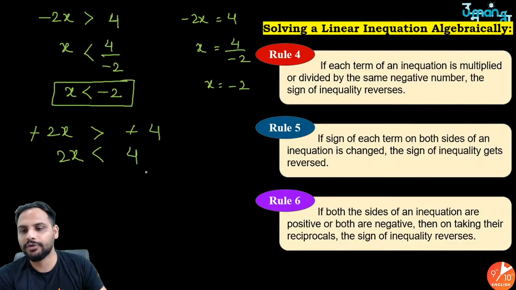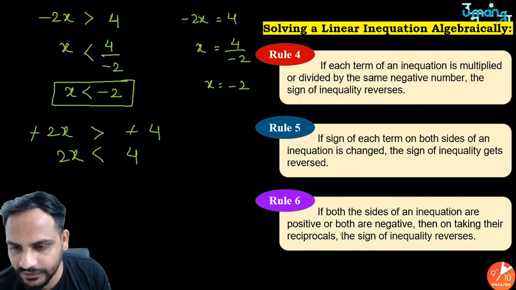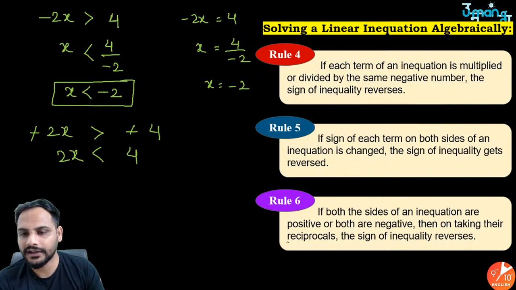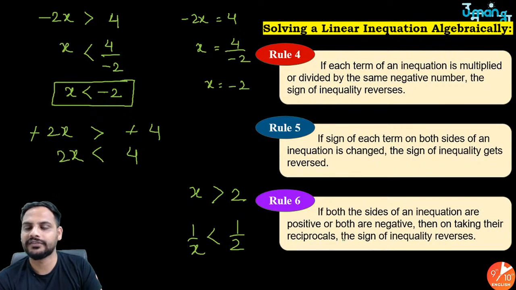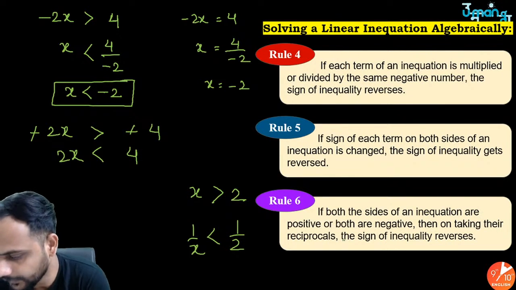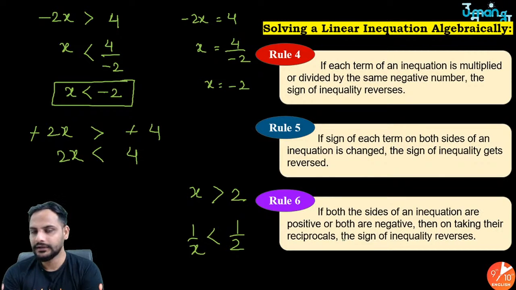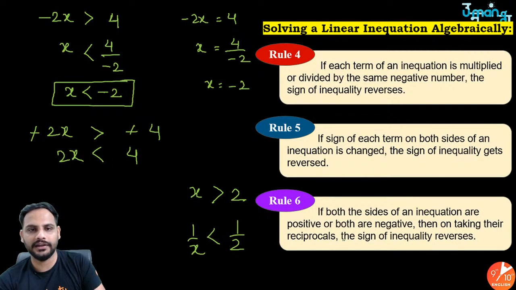And then if both sides of an inequation are positive or both negative, then on taking their reciprocal, one more thing. For example, if x is greater than 2, so 1 by x, and here if I do reciprocal on both sides, here also the sign of inequality should change. Okay, got it? These are the three important cases.